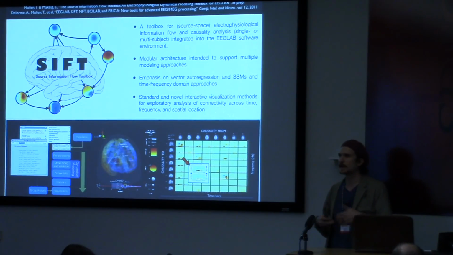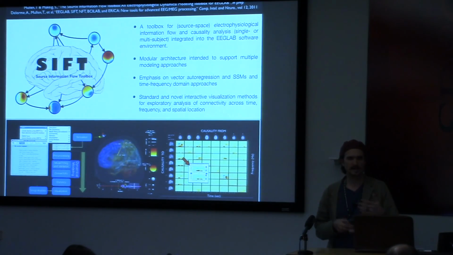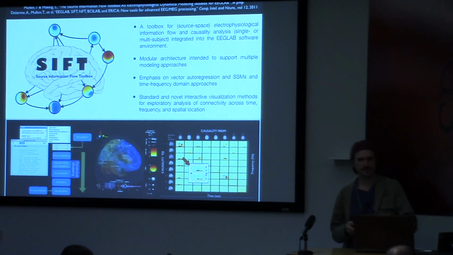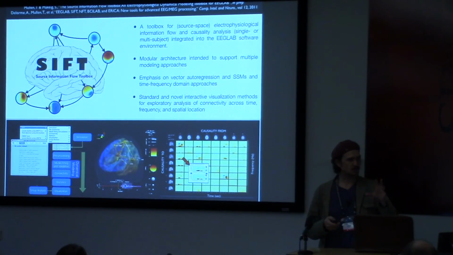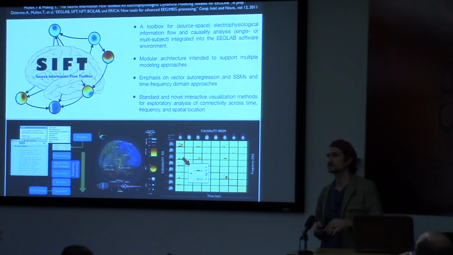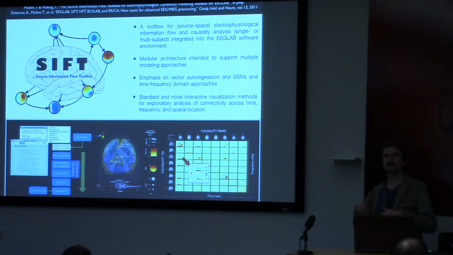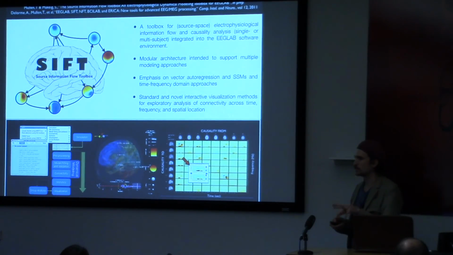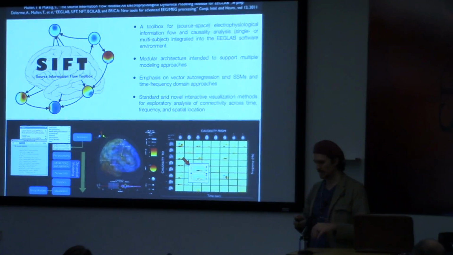It's for modeling things like functional connectivity, Granger causality, looking at statistics across subject populations and trials and such, trying to get at these network dynamics in the brain that we all know and love. It's got a modular architecture, so it's designed to support different modeling approaches. We're going to be going through some of these throughout the different sessions covering SIFT later on. There's an emphasis in the toolbox on techniques like vector autoregression and state space modeling and several novel approaches for visualizing network dynamics across time, frequency, space.